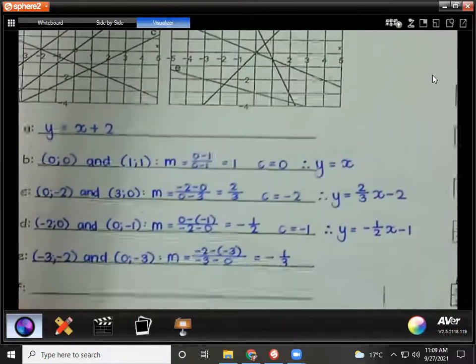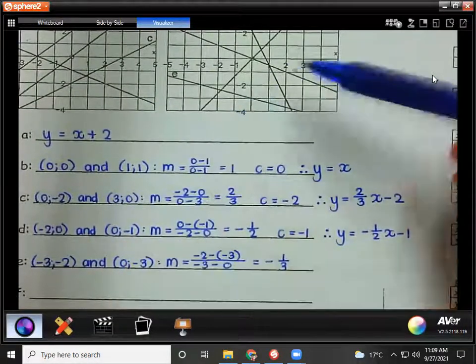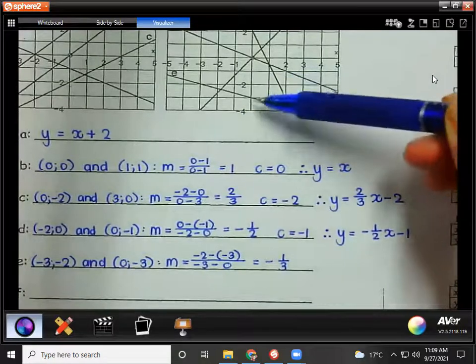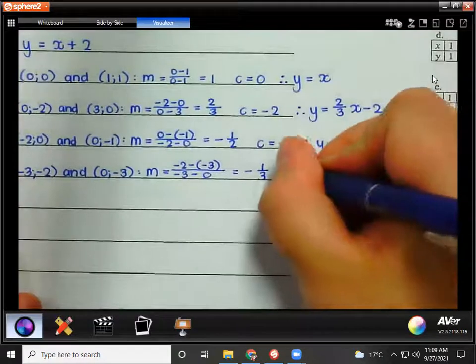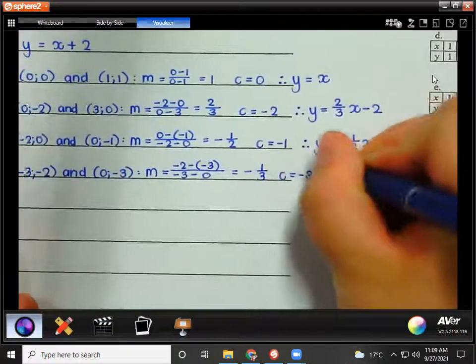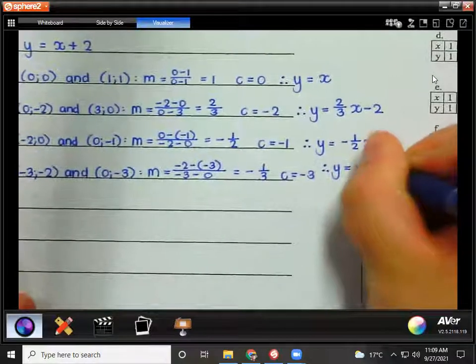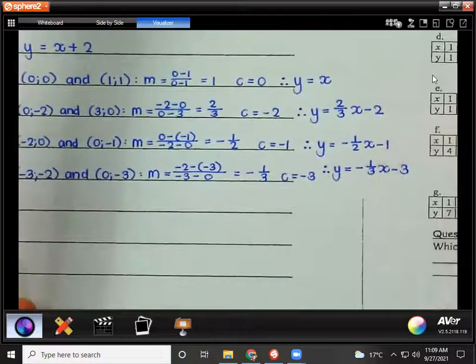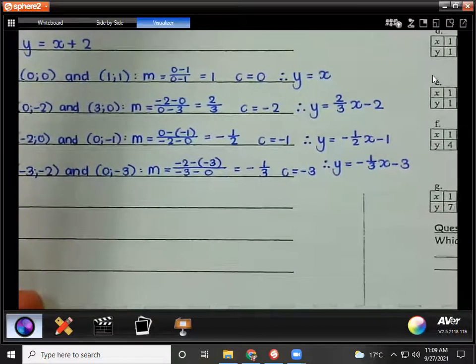Okay, our C value for E, where does it go through the y-axis? At -3, right? That's -2, that's -4. So directly in between them, halfway, should be -3. So C is -3. So this equation is y equals -1/3 x minus 3. Okay, that's the answer to E.